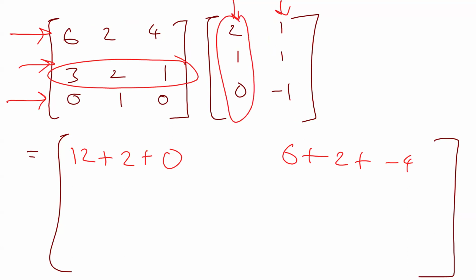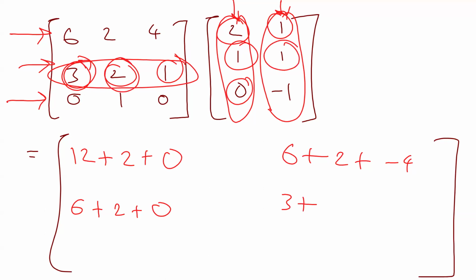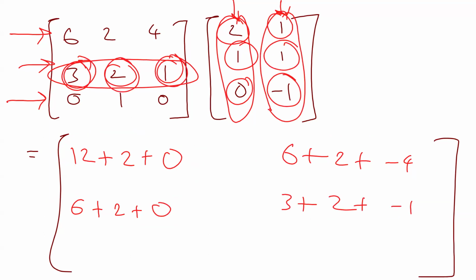Second row, first column. 3 into 2, 6 plus 2 into 1, 2 plus 1 into 0, 0. Second row, first column is over. Now second row, second column. 3 into 1, that is 3 plus 2 into 1, that is 2 plus 1 into minus 1, that is minus 1. This part I leave it up to you. You will know what the answer is. Don't go wrong in the basic maths and all.